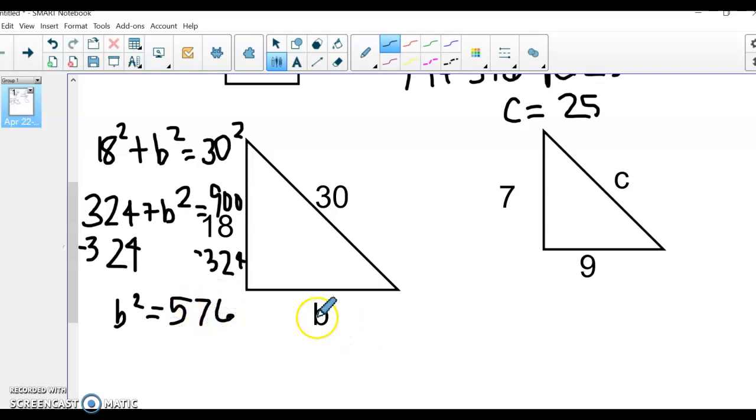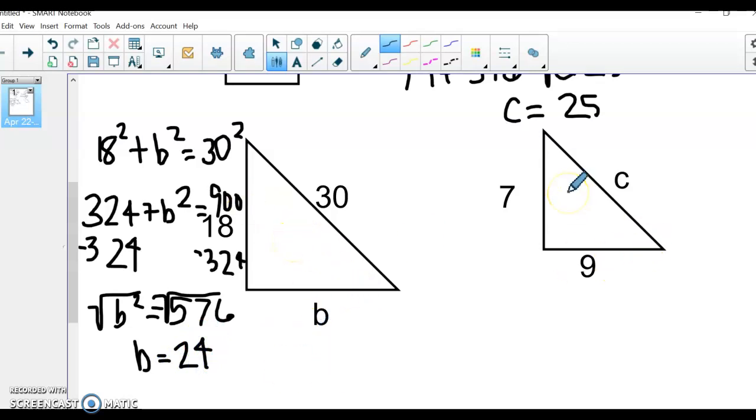And then our goal is to figure out b. We have b squared here, so we need to take the square root of both sides. And you're welcome to use a calculator here. So then you would use the square root of 576, and you'll get b equals 24. All right, so now we do have all three sides there.